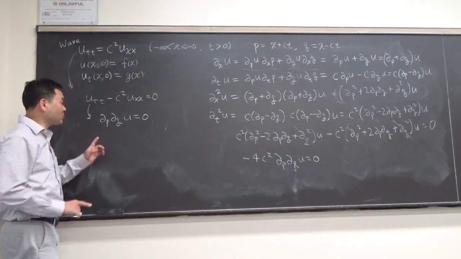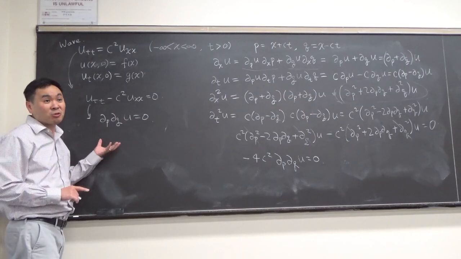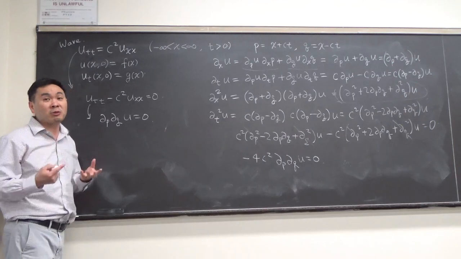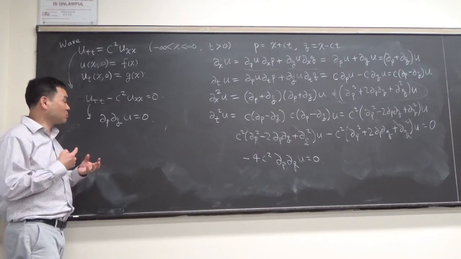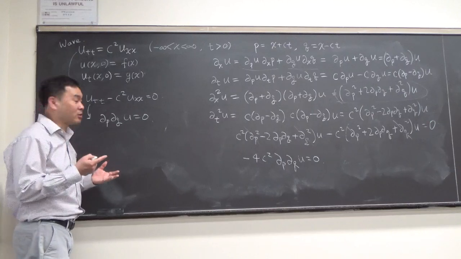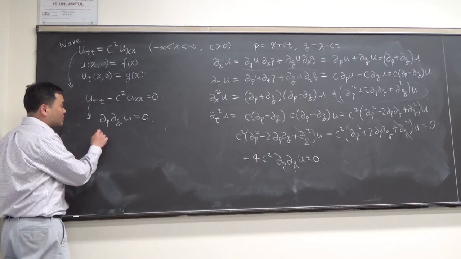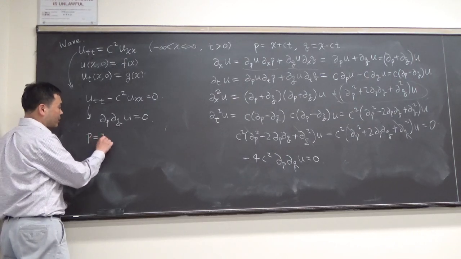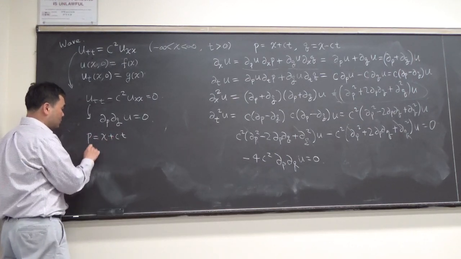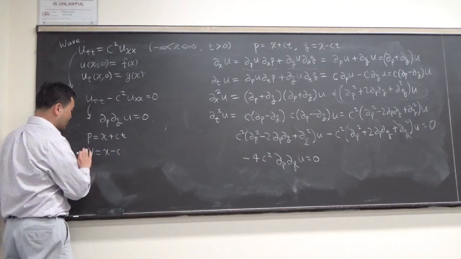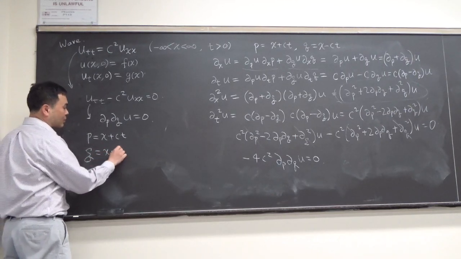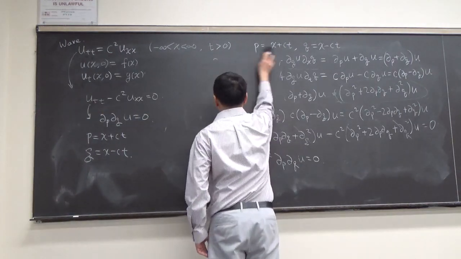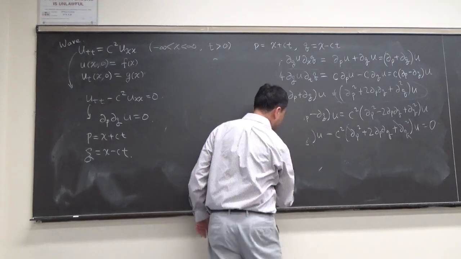But you have to be careful because you're not doing regular integration, you're doing partial integration. Okay? You're integrating with respect to one variable, pretending that the other one is a constant. So if I take this one, remember our p is x plus ct, and q is x minus ct. Now let's actually solve this.